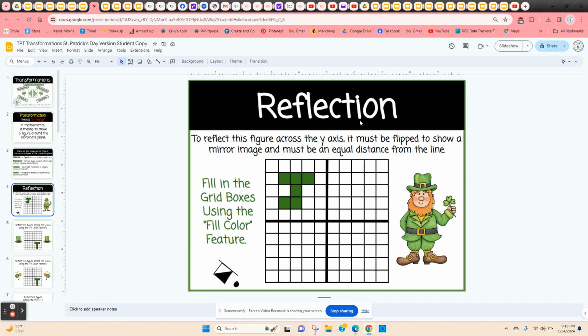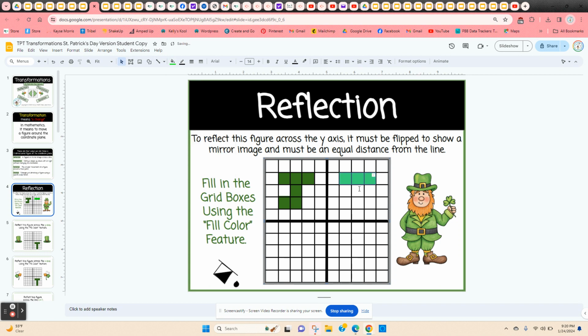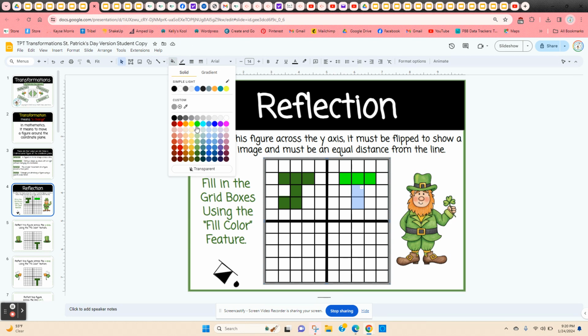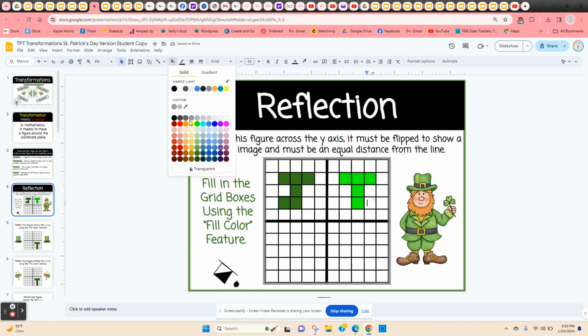So the first one is reflection. And this one they're going to reflect across the y-axis. And it needs to show as a mirror image. So to do this, students click and hold in any of the squares they want to color in. And then they're going to shade what they want to color. So then they come up here to the fill color bucket here, and they can choose any color they like. And they just continue filling in rectangle shapes until they have this figure as a mirror image.